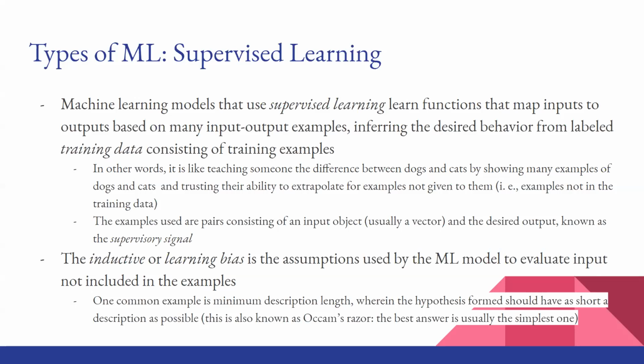The examples used are pairs consisting of an input object, which is usually a vector that we can perform dot products with, and the desired output, known as the supervisory signal. And finally, the inductive or learning bias is the assumption used by the ML model to evaluate inputs not included in the examples. For example, there is the minimum description length, which is a little like an application of Occam's razor, which states that the best answer is usually the simplest one, informing a hypothesis and aiming to minimize the number of words needed to describe it.